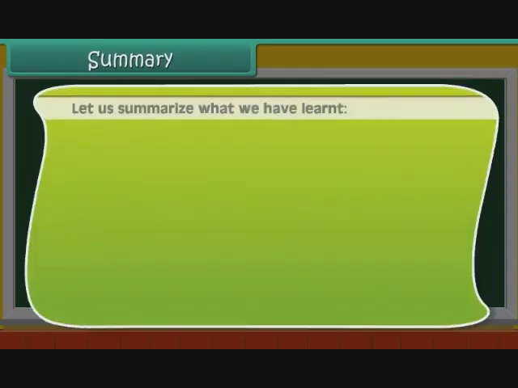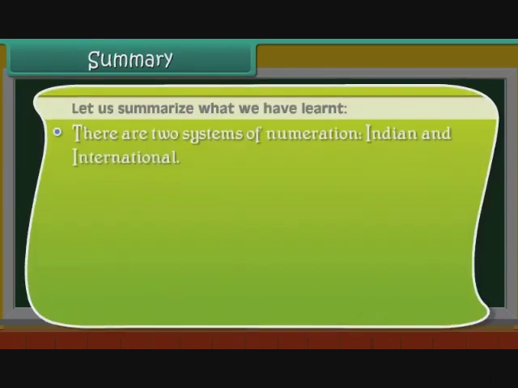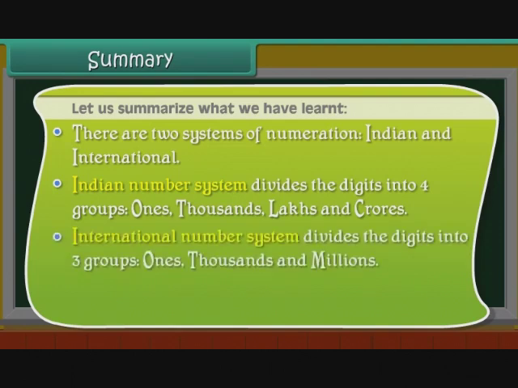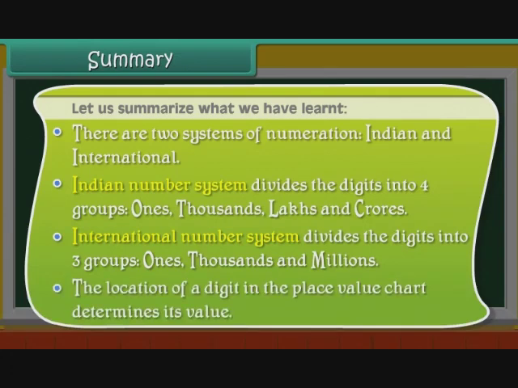Summary. Let us summarize what we have learned. There are two systems of numeration, Indian and international. Indian number system divides the digits into 4 groups: ones, thousands, lakhs, and crores. International number system divides the digits into 3 groups: ones, thousands, and millions. The location of a digit in the place value chart determines its value.